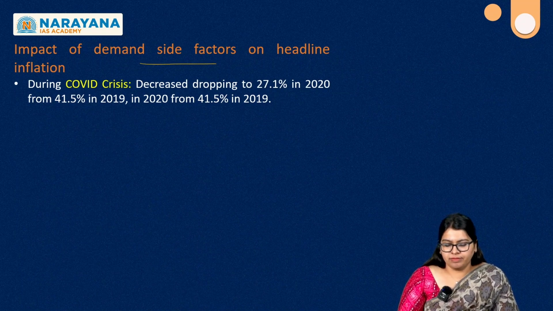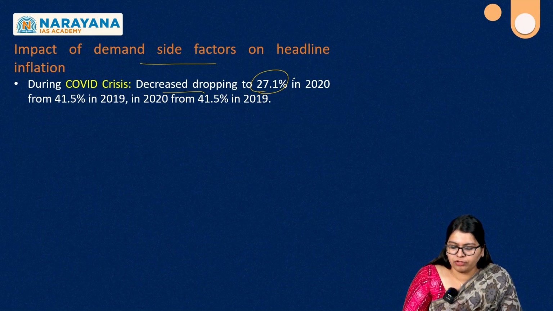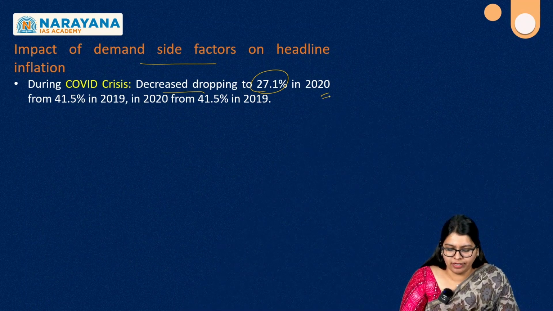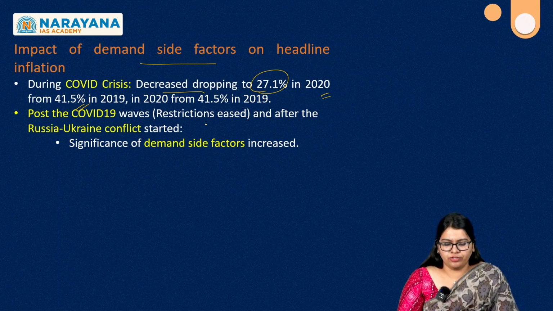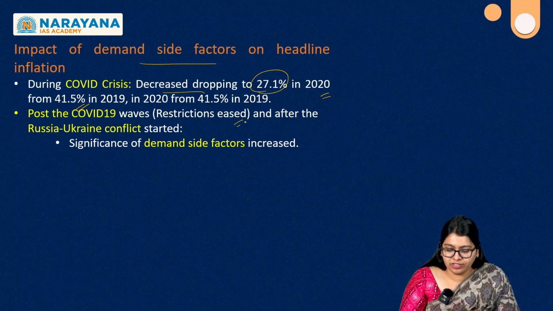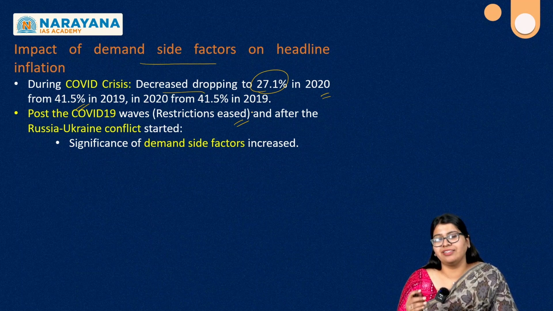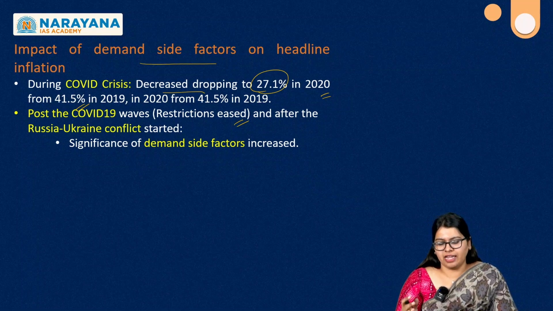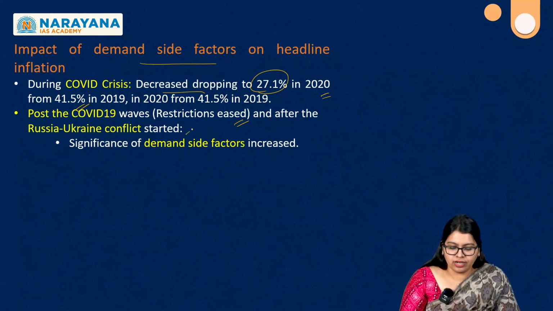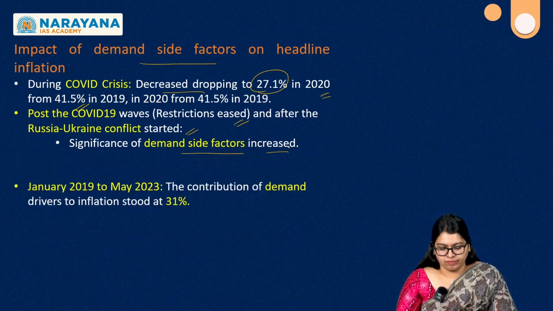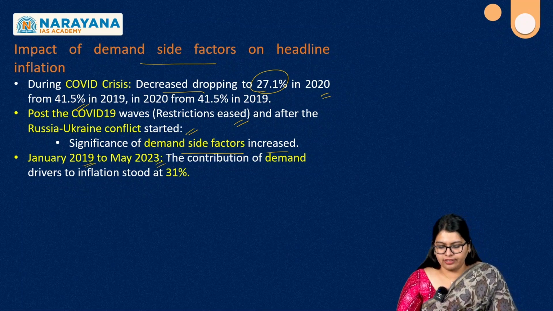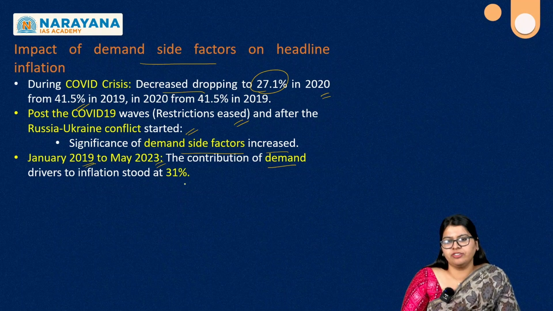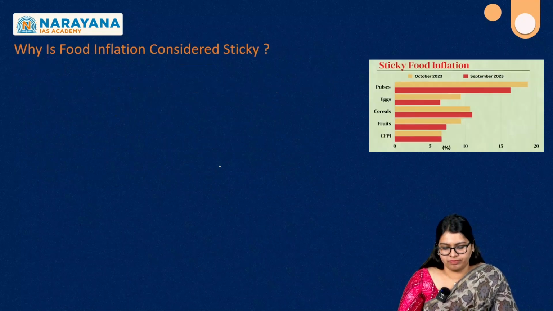During the COVID crisis, the demand dropped to about 27.1% in 2020 from 42% in 2019. Also, during the post-COVID-19 period, when the restrictions were eased, we can find that the significance of demand actually increased. And also, during the Russia-Ukraine conflict, there were demand-side factors that increased. Moving on, from January 2019 to 2023, the contribution of demand drivers to inflation stood at 31%.